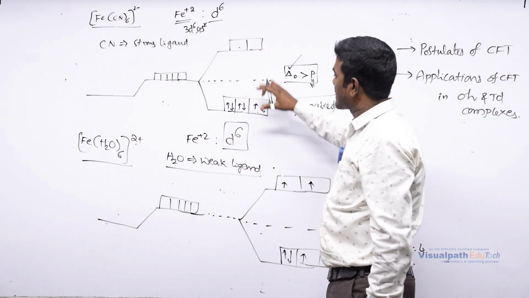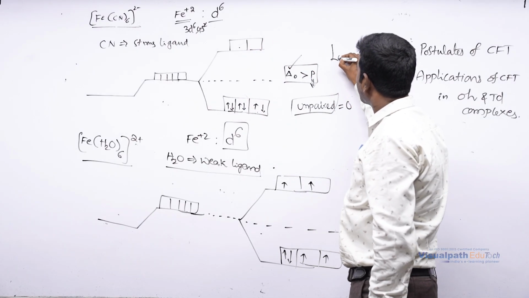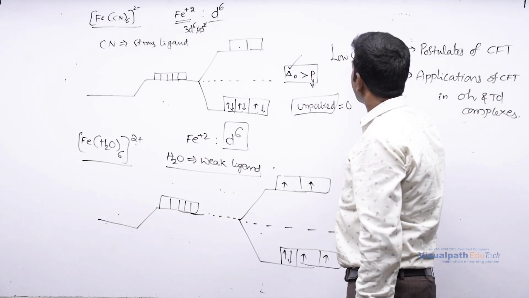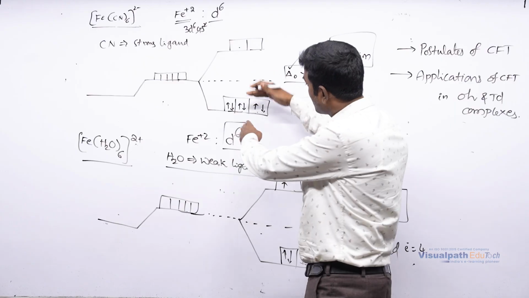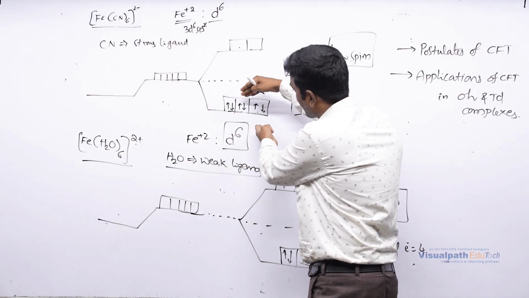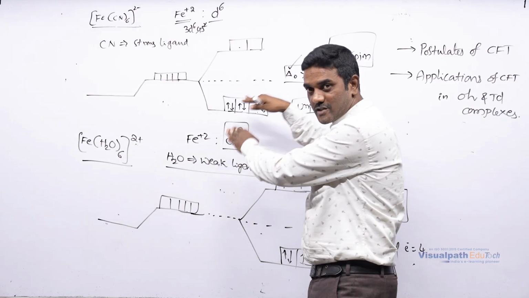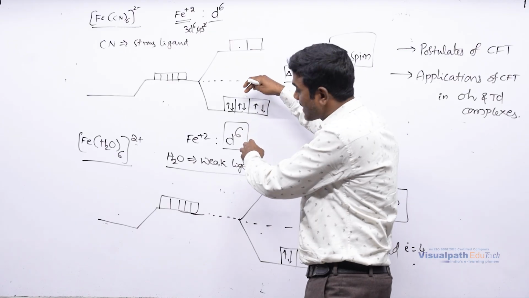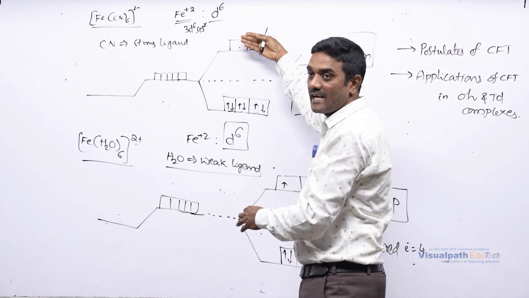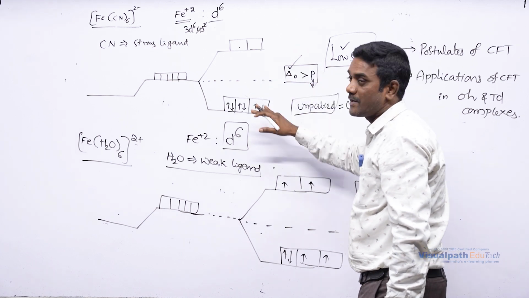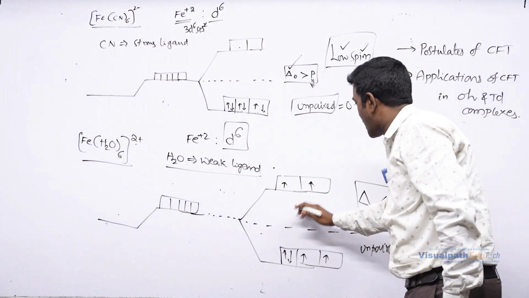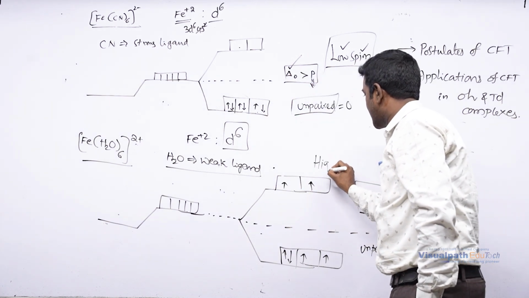This type of complex is going to be called low spin. What is the meaning of low spin? The electrons enter into dxy, dyz, dzx first only. Even pairing occurs first before entering into the higher energy level, and it is called a low spin complex. This type of complex is called a high spin complex.